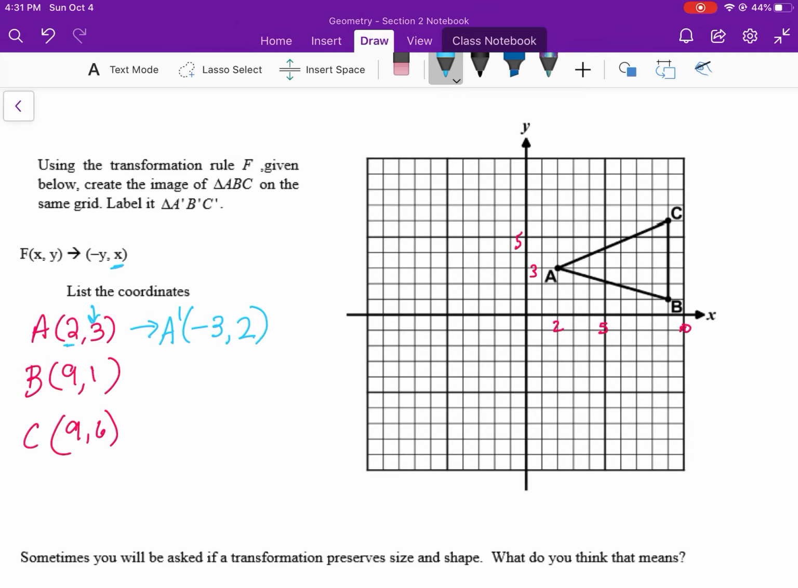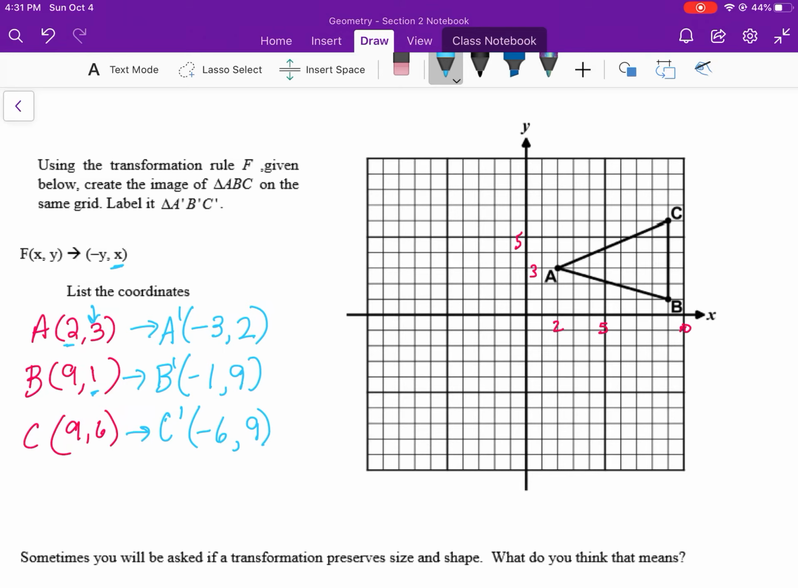Which is 2. That didn't make any sense. So now b prime: take your y value, which is 1, make it negative, and then just write x, which is 9. And for my c, I'm going to take my y value, call it negative 6, and then just write my x value, which is 9.